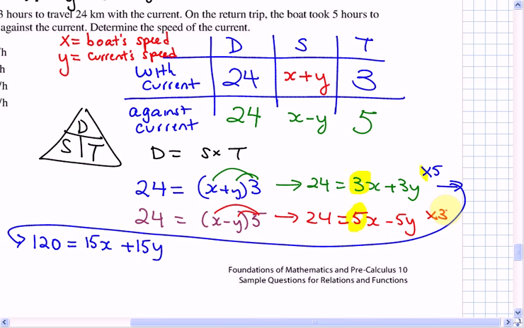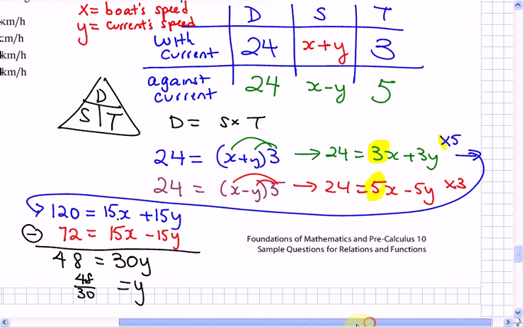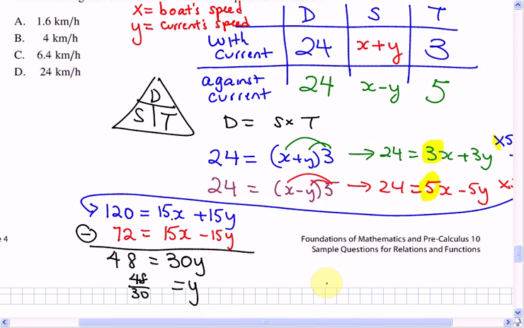Do multiply by 3 in the bottom one. 24 times 3 is 72. 15x minus 15y. And then should we add or subtract? If you want to eliminate x and the coefficients are the same with the same signs, you need to subtract. 48. Careful here. 15 take away negative 15, 30y. Y just equals 48 over 30. And I bet you that is equal to A.